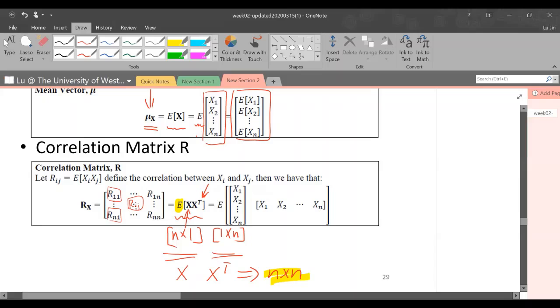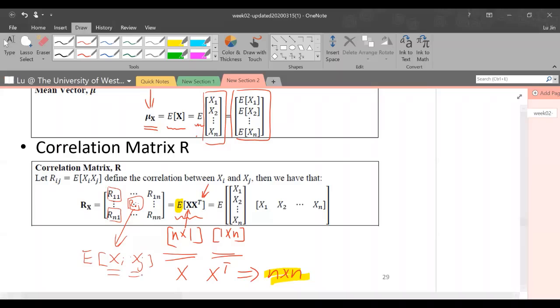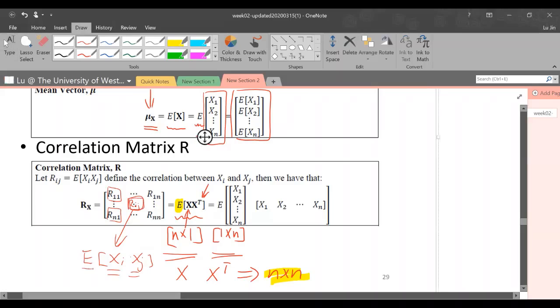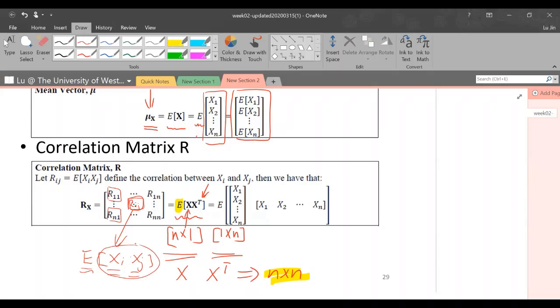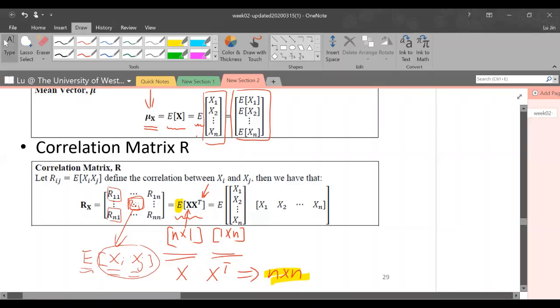So what is R_ij? R_ij is actually the expectation of X_i X_j. X_i is the ith element in the X vector, X_j is the jth element in the vector, and X_i times X_j is the product of these two random variables. The R_ij element is the expectation of this product between the two random variables. Okay, this is about the correlation matrix. It seems to be pretty easy, right? But this part is actually very hard. We are going to use it in our future questions, so let's just move on. We are going to review that version.